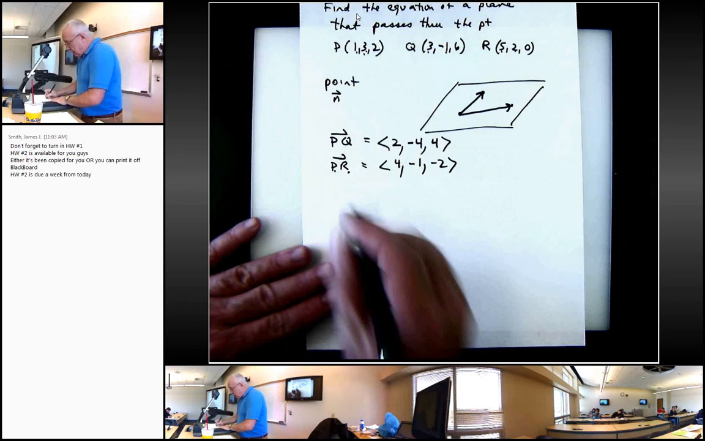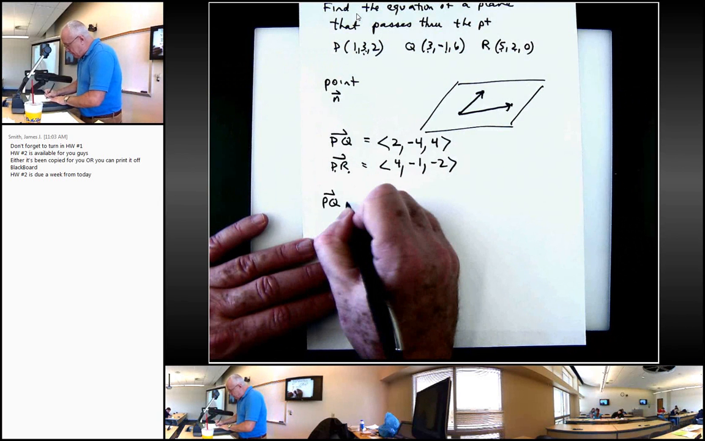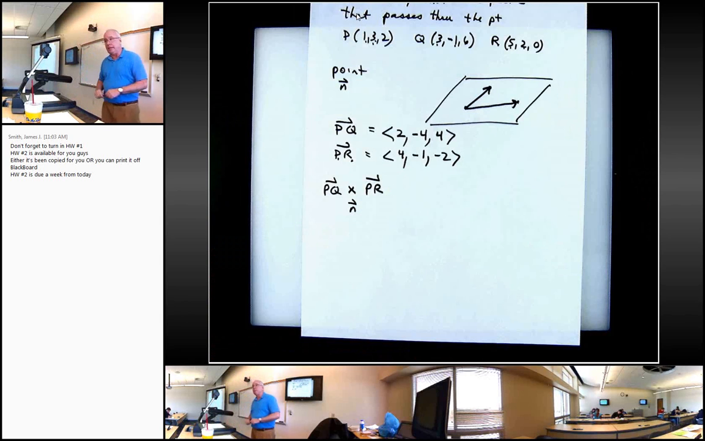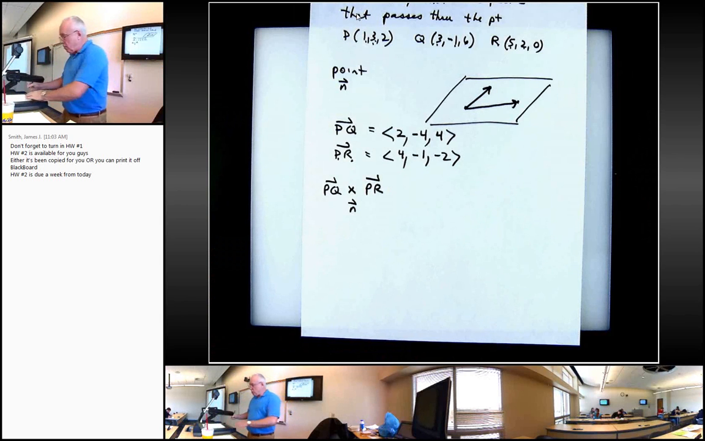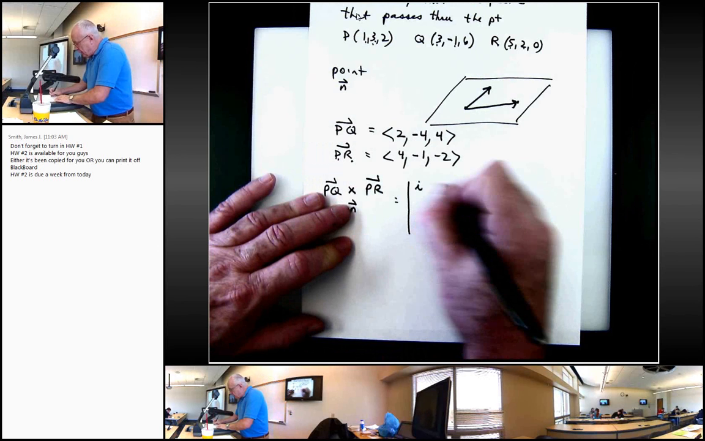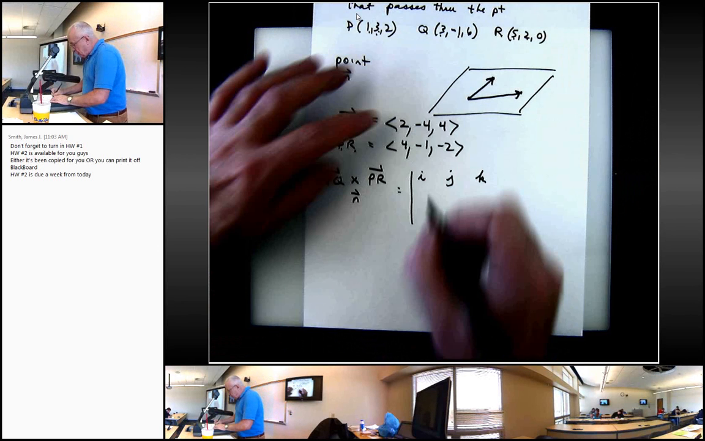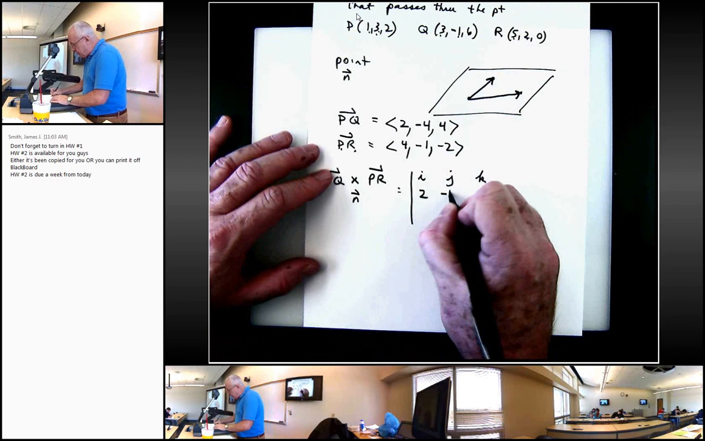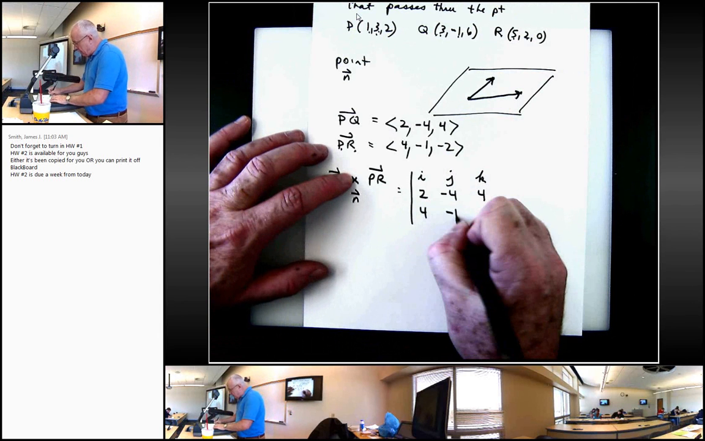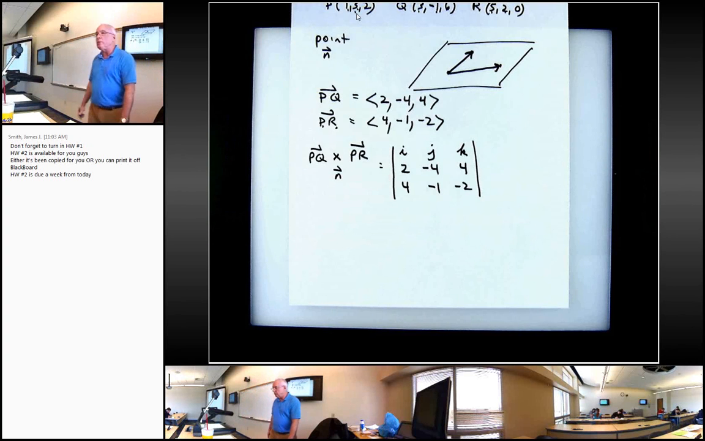Now, get the cross product. So PQ cross PR, that'll give me a normal vector to the plane. So what do we have to do here? I, J, and K on our first row, and then let's put PQ, 2, -4 and 4, and PR, 4, -1 and -2. And we're going to do the 3 by 3 determinant here.